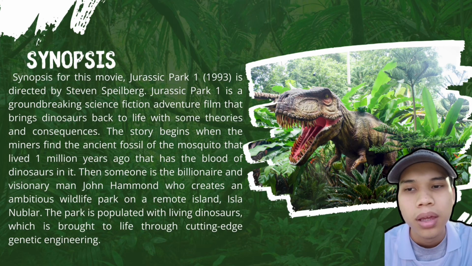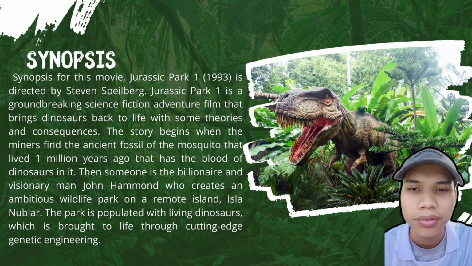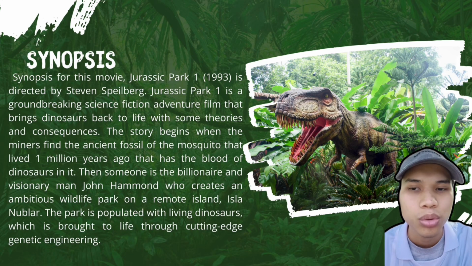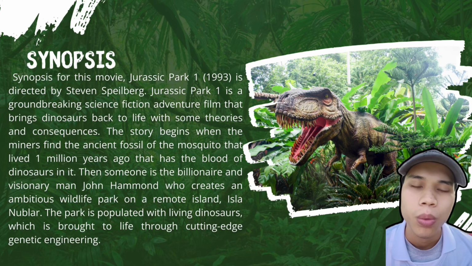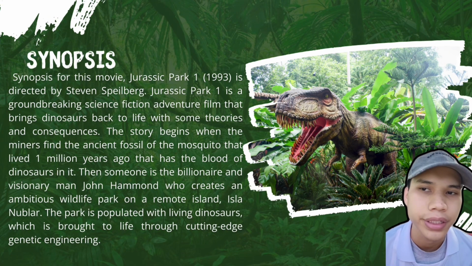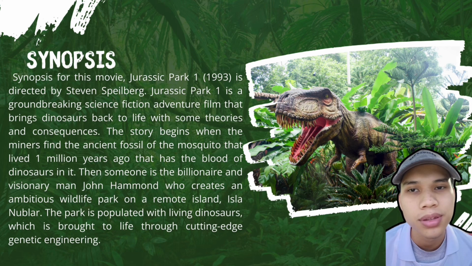John Hammond invites a group of experts to inspect the park's safety: a paleontologist, Dr. Alan Grant, paleobotanist, Dr. Ellie Sattler, and chaos theorist, Dr. Ian Malcolm. They are joined by Hammond's two grandchildren, Lex and Tim Murphy. While the park's wonders first astound the experts, a disgruntled employee named Dennis Nedry sabotages the park system in order to steal dinosaur embryos, causing a calamity in the park.